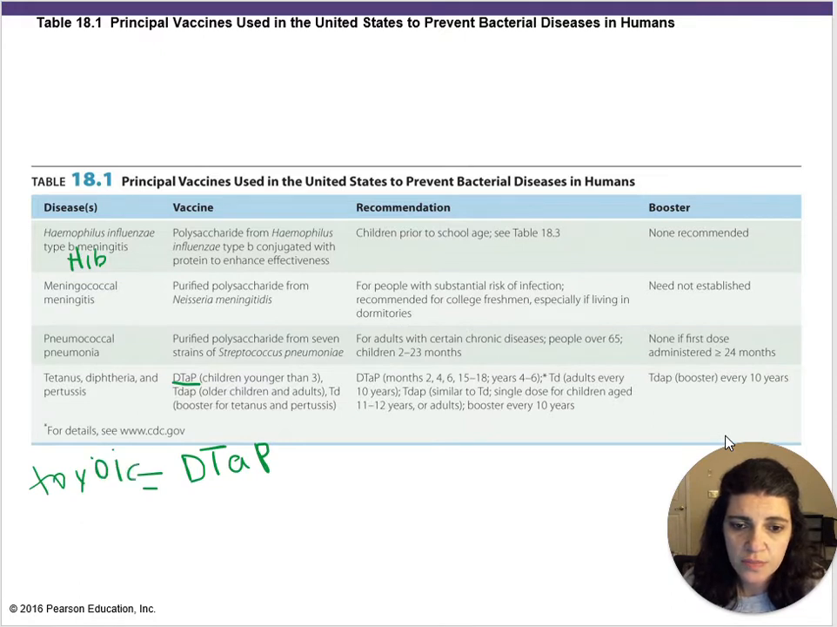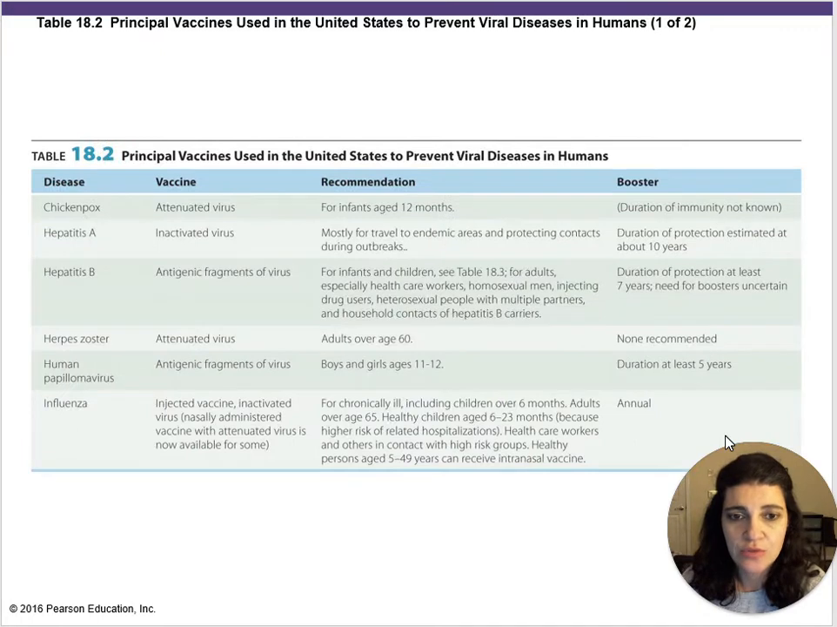Toxoids are toxins that are inactivated. So DTaP stands for diphtheria, which is the diphtheria toxin that is present in the vaccine, tetanus toxin, and acellular pertussis, the whooping cough. Okay, so 3 different diseases that are used in one single vaccine. 3 different microbes, toxins that are used in one single vaccine.